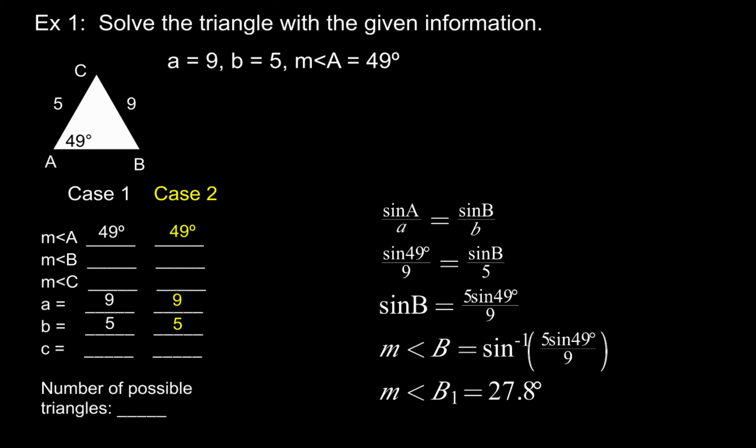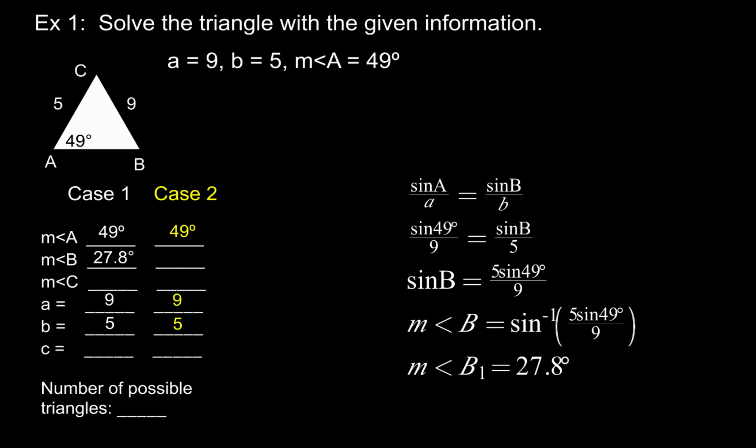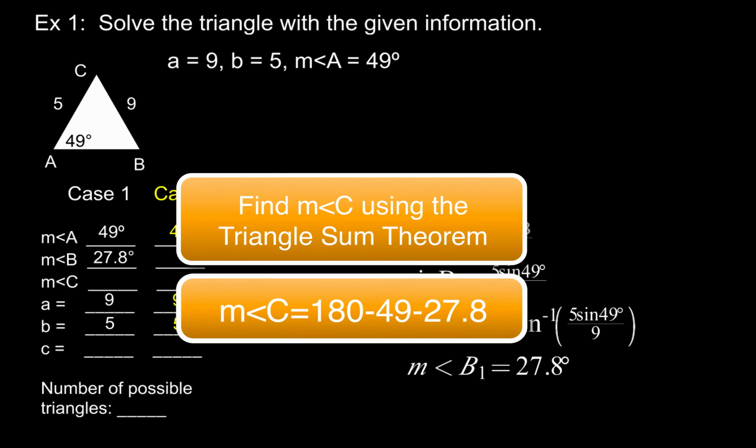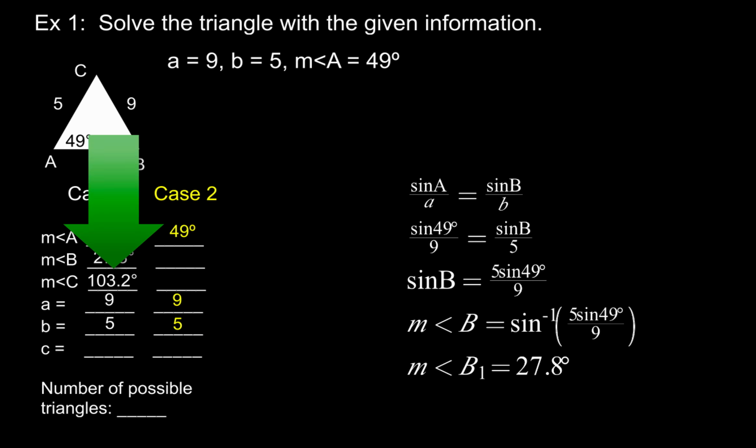Now once you know that that's the measure of angle B, and notice I've got this little subscript right here because that's going to denote case number 1, that possibility. So we're going to fill in that 27.8 right here in our chart. And then we're going to add up 49 and 27.8 and subtract that sum from 180, and that'll give us the measure of angle C. When we do that, we end up with 103.2 degrees.